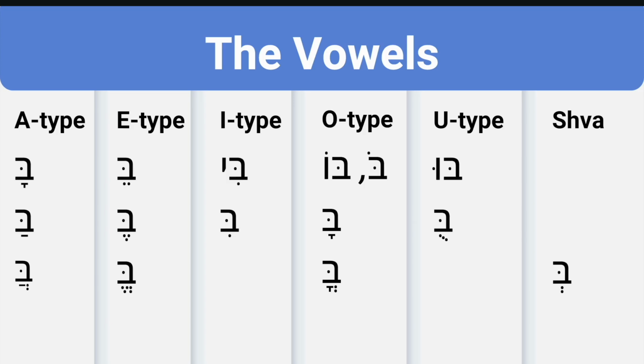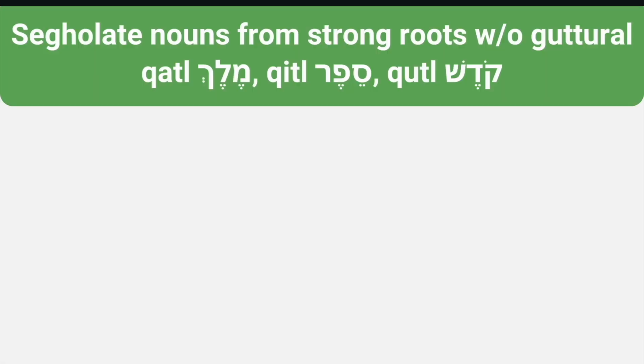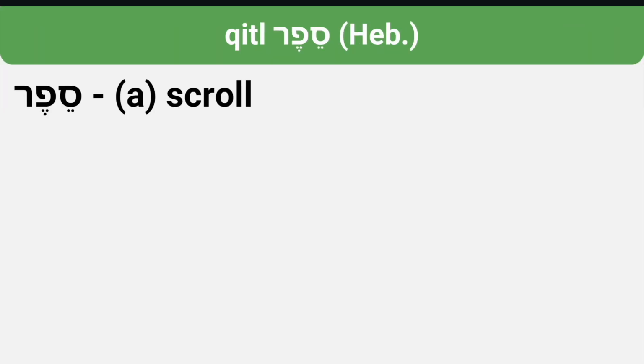The I class of vowels has the E type and the I type. And this is important when we consider segholates according to the pattern qittel. Sefer has both a long E-type vowel and a short E-type vowel, tsere and segol respectively. But in this case, they both derive from the historically short I vowel. And that's why the pattern is called qittel, Q short I-T-L. So let's see how this all plays out.